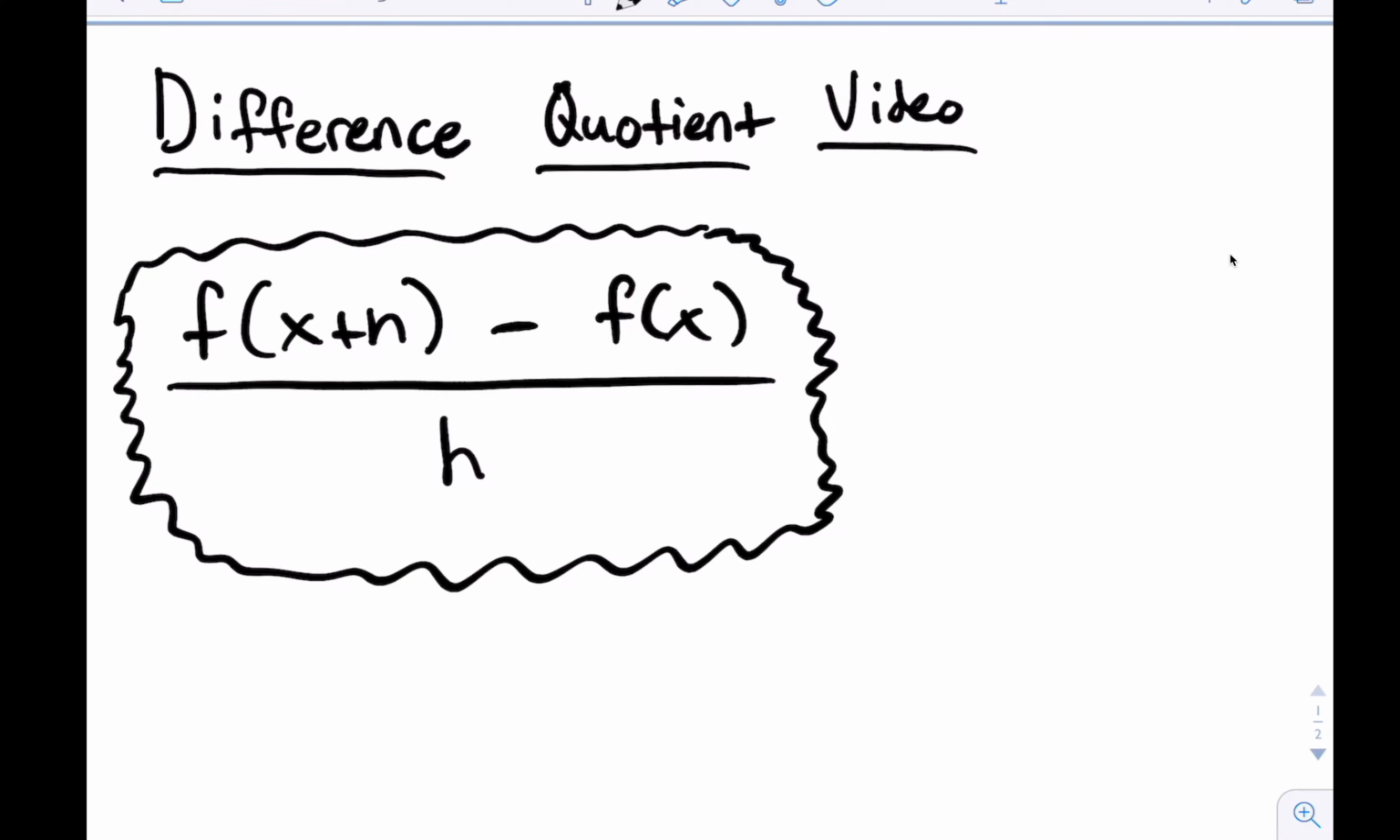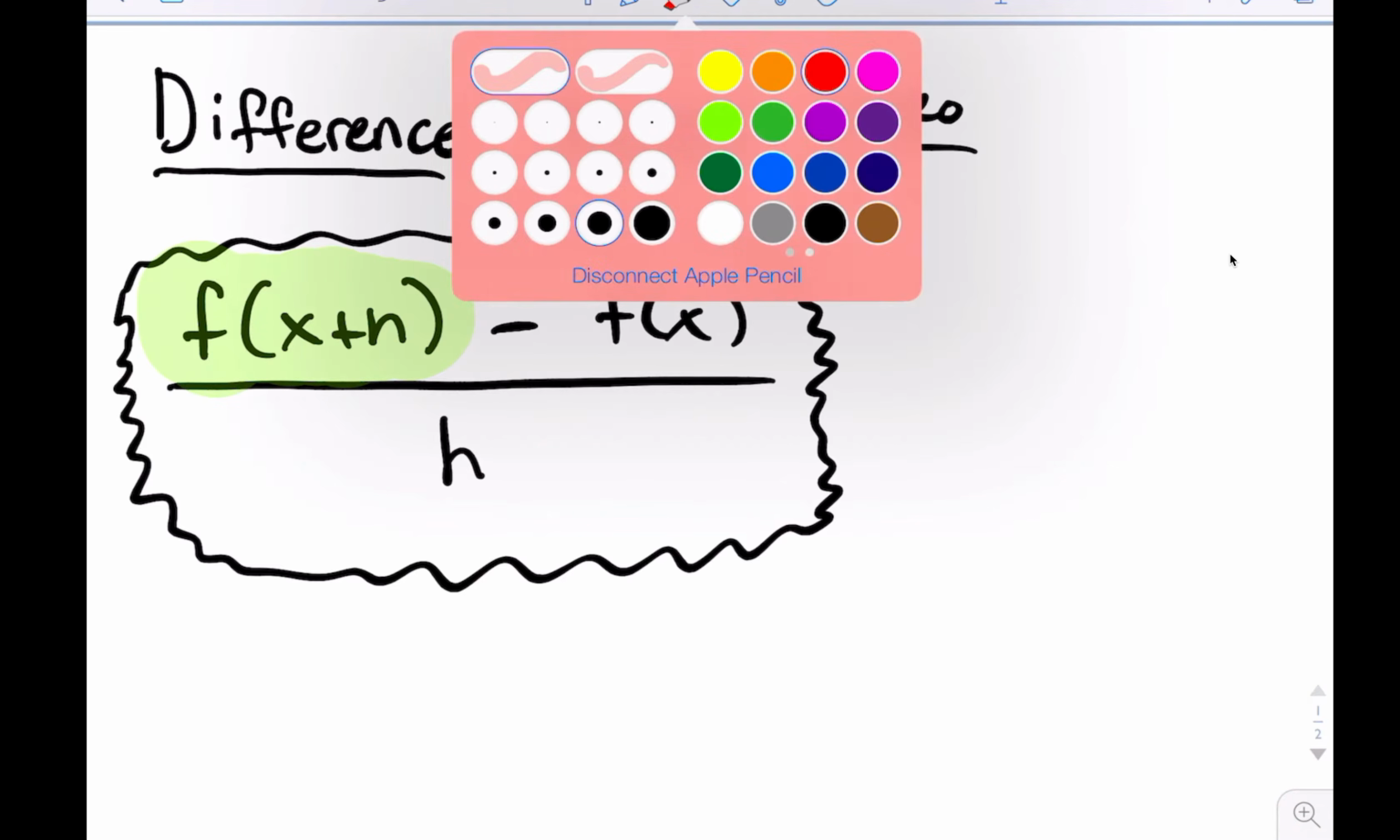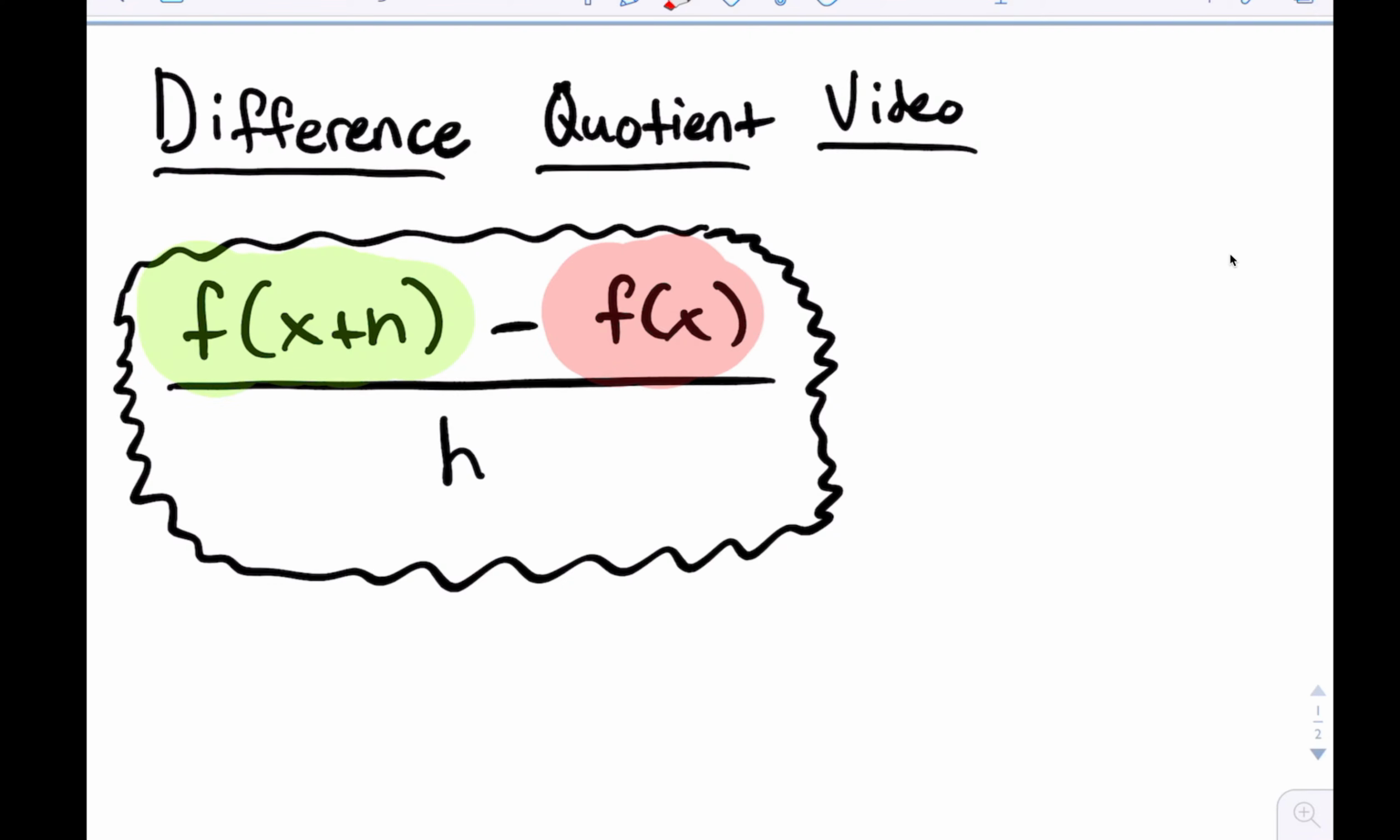So I have the formula here: f of x plus h minus f of x, divided by h. The big thing is we have to do this in two parts. We need to first figure out what is f of x plus h, and then figure out, just using our original function, f of x, and that should help us solve the problem.